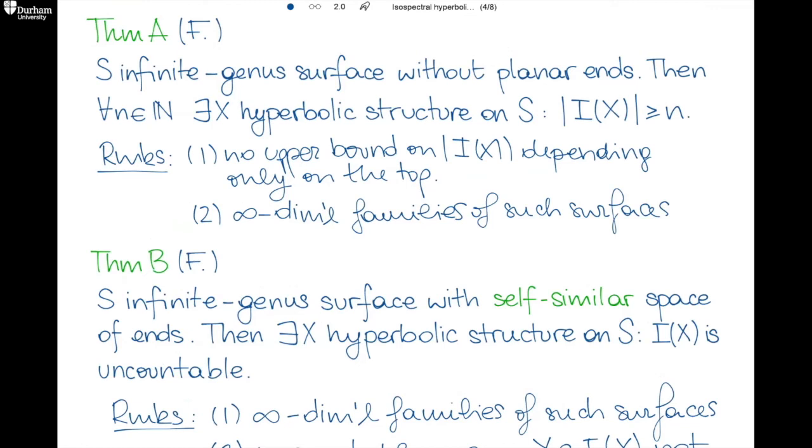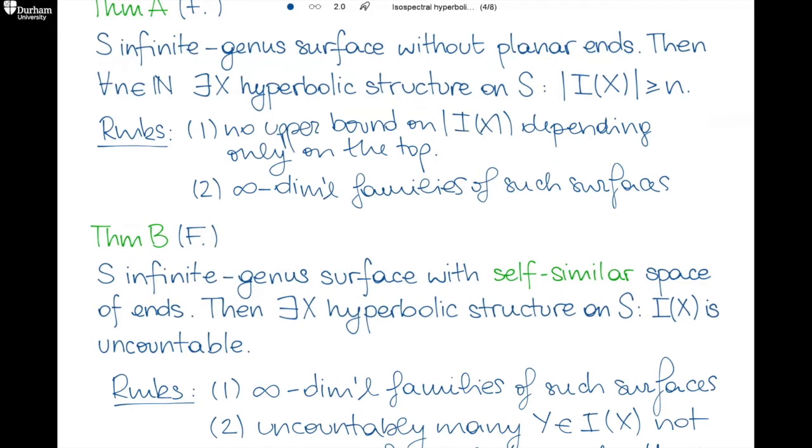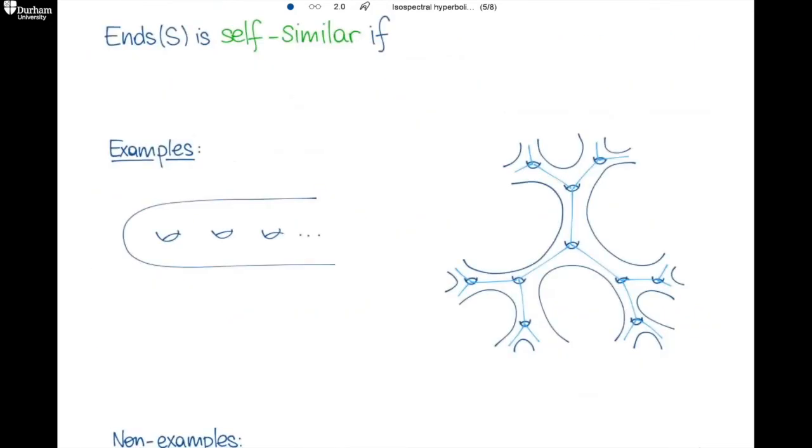Okay, all right, so what I wanted to do next is talk about what the self-similarity condition is and a bit about the tools of the proof. But before I go on, is there any question about what I've said so far? Okay, maybe later. So let me tell you this self-similarity condition.